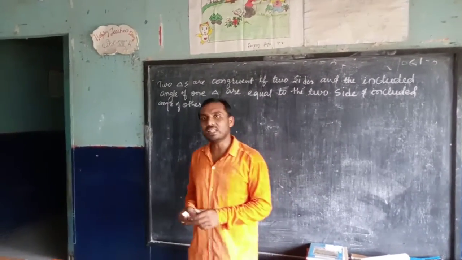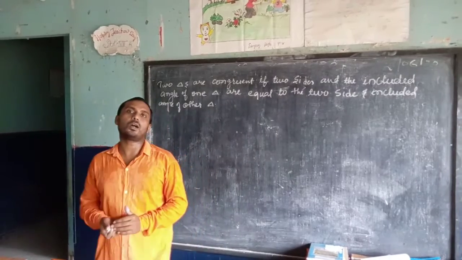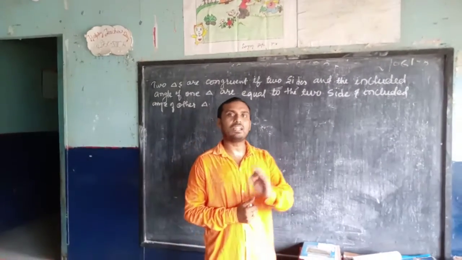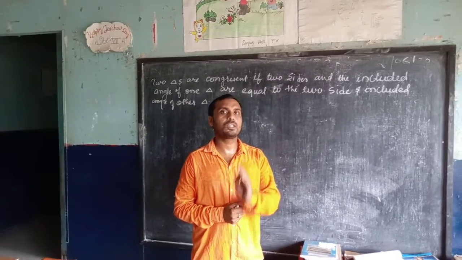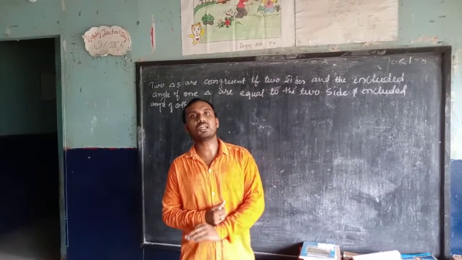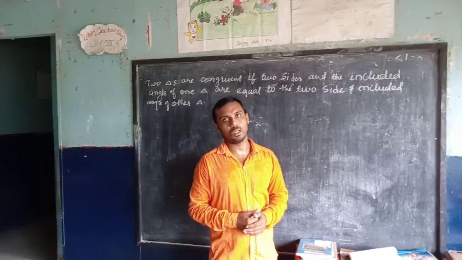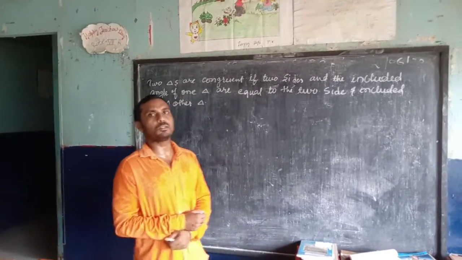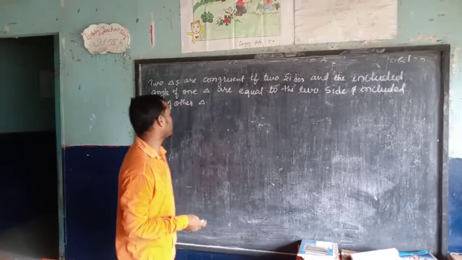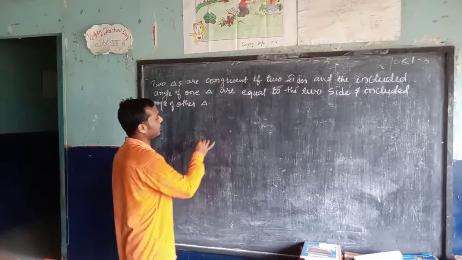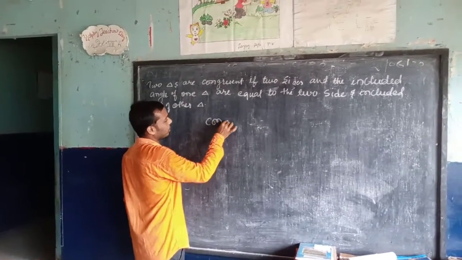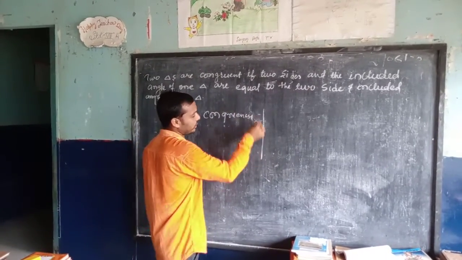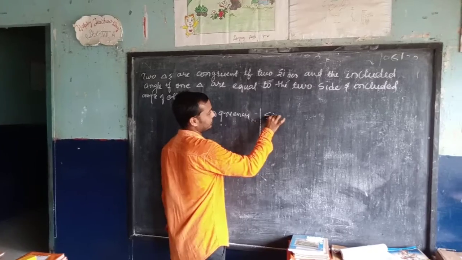Okay, so for a figure to be congruent it must have equal length, meaning equal shape and size, and their corresponding angles must be equal. Now here we are to discuss the triangle. In the triangle, students, there are two terms. One is congruency, and the second one is similarity.